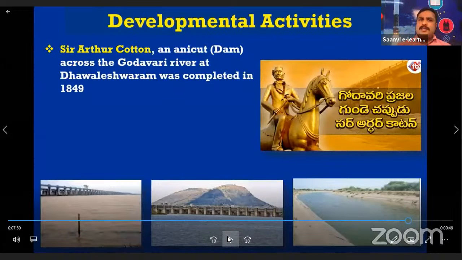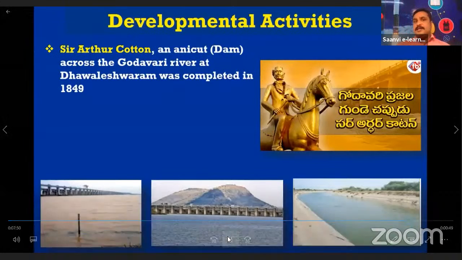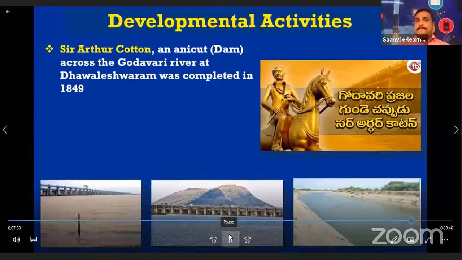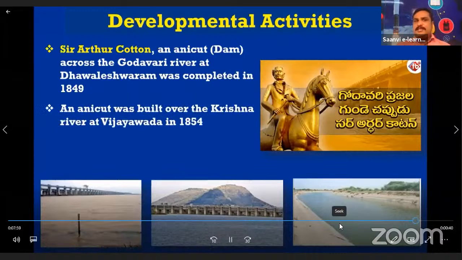Sir Arthur Cotton constructed this dam for irrigating the land, to avoid the irrigation problem. So to irrigate the land, even the British implemented many developmental activities. The first one is Sir Arthur Cotton's dam across the Godavari River at Dhavaleshwaram, completed in 1849. Are you writing these points in your running notes? Next, one more dam was built over the Krishna River at Vijayawada in 1854 for irrigation.